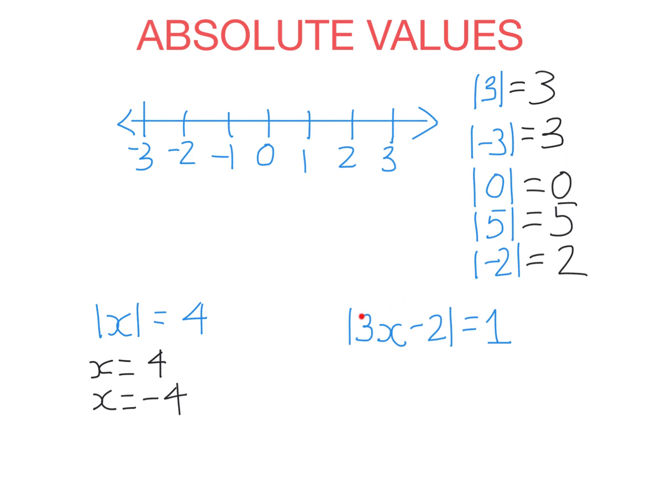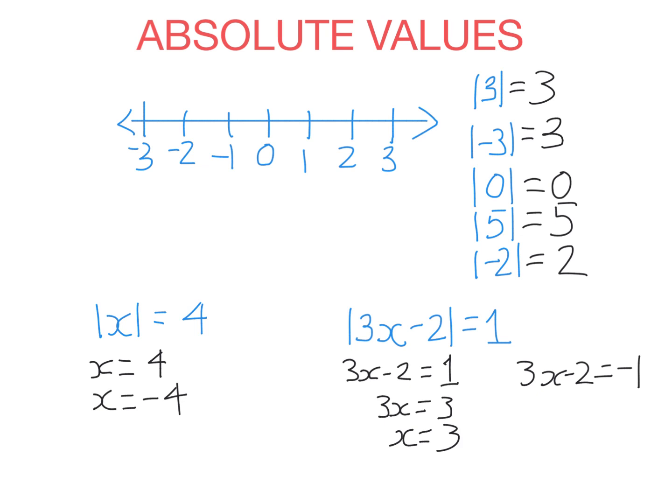If we want to solve an equation like this, we again have two cases. We're taking the absolute value of 3x minus 2, and we're getting an answer of 1. So the thing inside the absolute value function could either be 1 or it could be -1. And these equations are both very easy to solve. In both cases, we simply add 2 to both sides and divide by 3. So here we have two solutions.